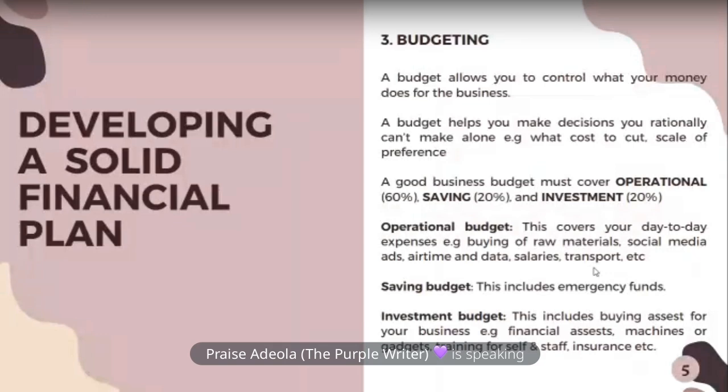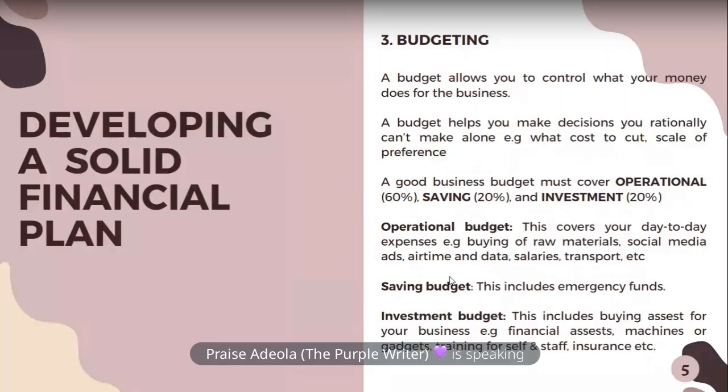Now, a good business budget covers three areas. Number one, it covers your operational costs, it covers your savings, and it covers your investments. There is this rule of thumb in personal finance, 50 30 20, where 50% goes to your needs, 30% goes to your wants and 20% goes to investment. It's just like a guide. It doesn't mean that necessarily 50% of your money should go to your wants.